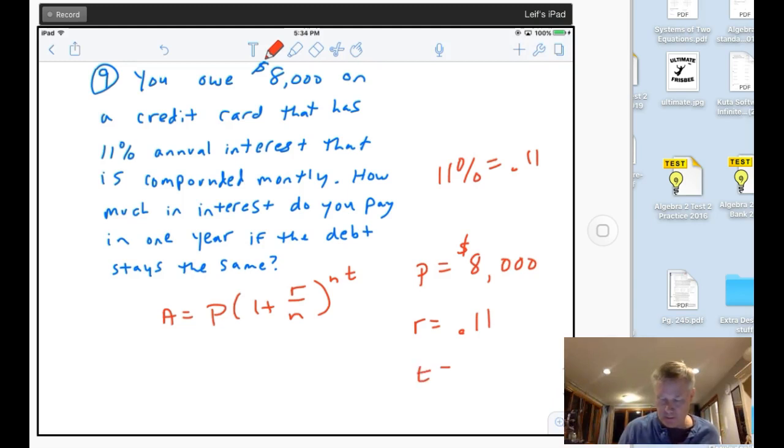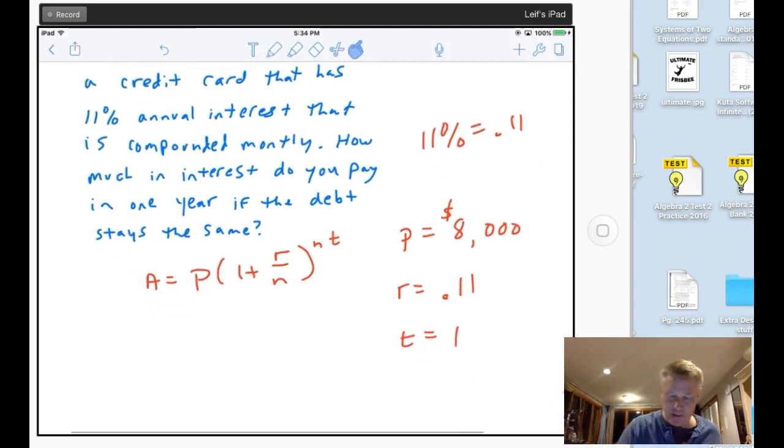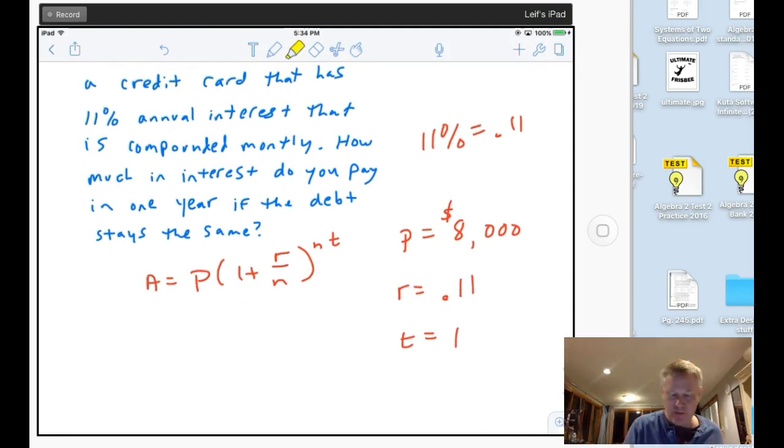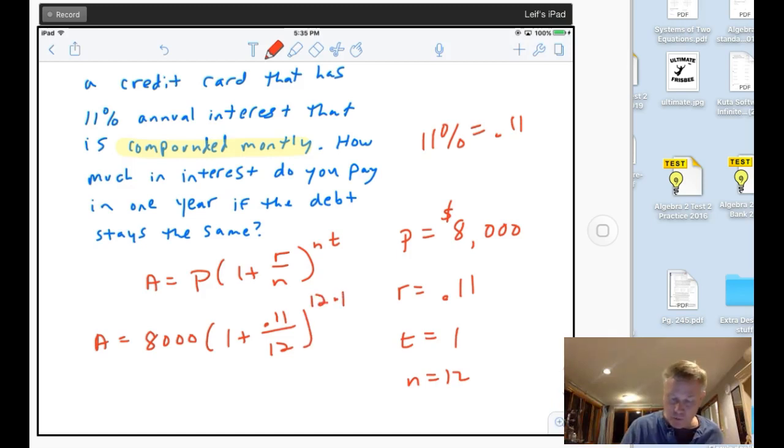Next, T is 1, and N is how often it's compounded, and it says compounded monthly. Just a quick note, if it doesn't say anything about interest being compounded, this is not the formula you're using. This is strictly for compounded interest, okay? N is 12 in this case. All right, so if I plug all this stuff into my formula, I got 8,000 times 1 plus the rate, which is 0.11, which isn't even that much compared to some credit cards, over N, which is 12, to the 12 times 1.